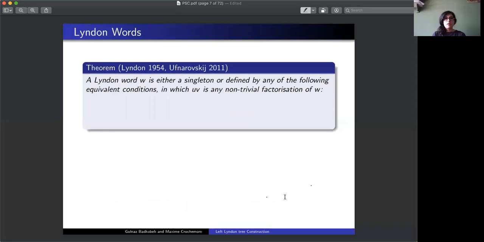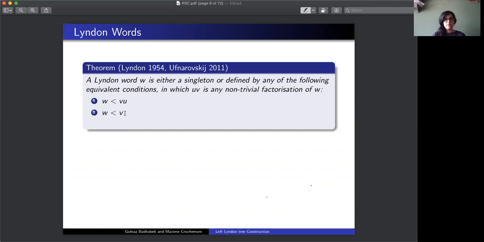So Lyndon introduced this class of words that we now call Lyndon words in 1954, based on the following conditions. We say that if you can factorize W by two words, U and V, and these U and V are not empty words, so we call them non-trivial factorization of W. Any factorization you pick, then the following holds. W is smaller than VU, which is a conjugate of W. W is smaller than any of its suffixes.